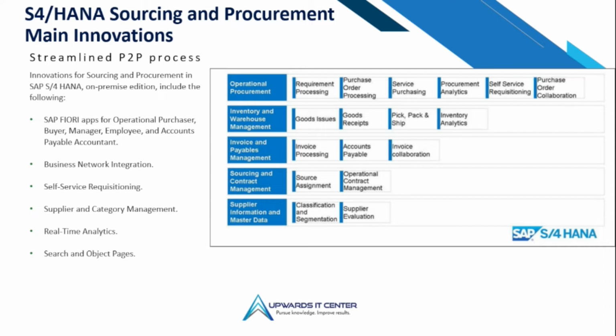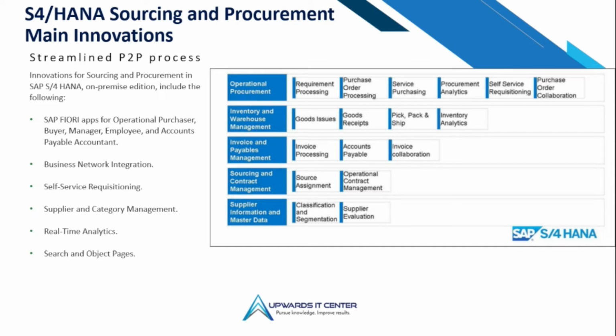We talked a little bit in the last video about the new process of S/4HANA sourcing and procurement. I will not go deep about that because we already talked about it in the last video. But here we will have a new end-to-end process and each capability related to this process. That's operational procurement, inventory and warehouse management, invoice and payables management, sourcing and contract management, and finally supplier information and master data.